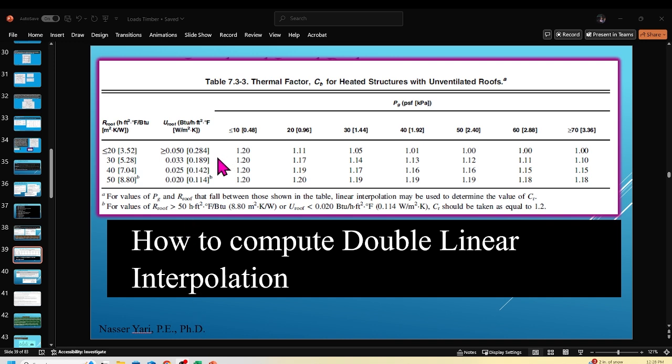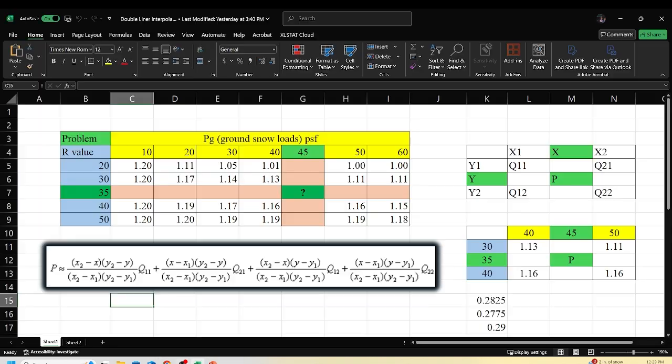I took this table and I put it in Excel. It's right here. So for a ground snow load, which is pounds per square foot, I got 10, 20, 30, 40, 50, and 60 pounds per square foot. On this side for R value, I have 20, 30, 40, 50. But I'm looking for 45 on a ground snow load versus 35 on an R value, which is not in the table. And what is the p-value here?